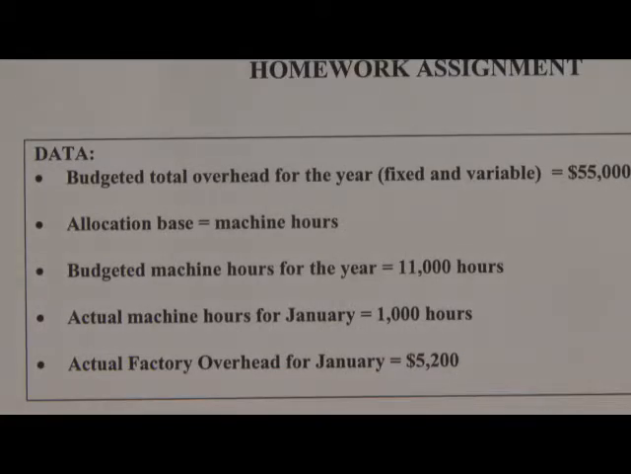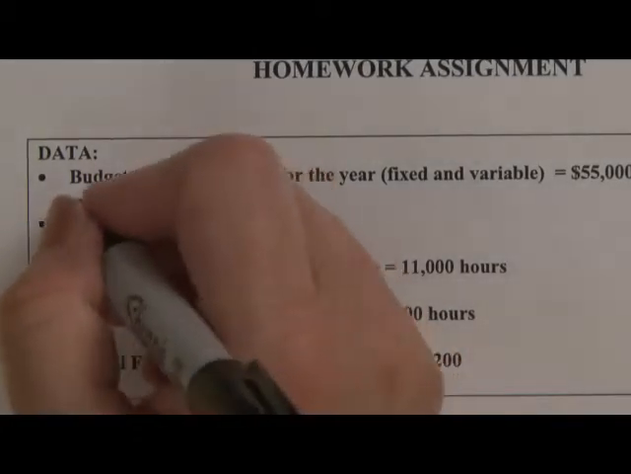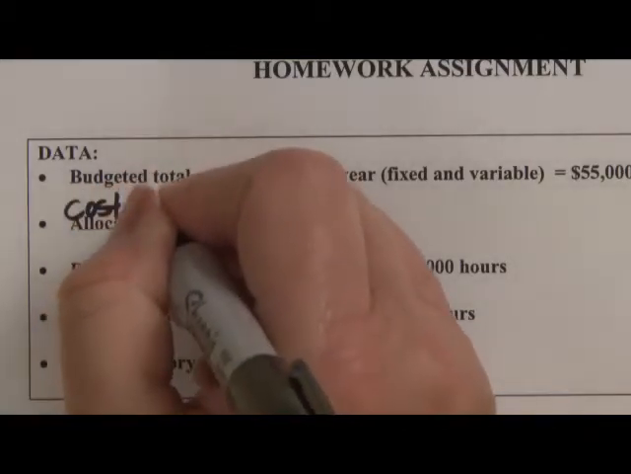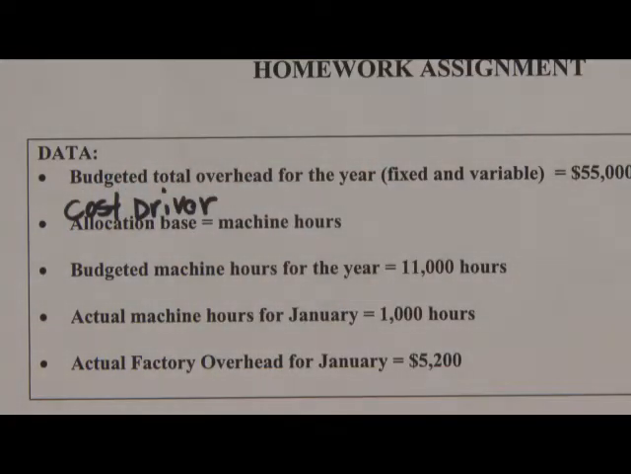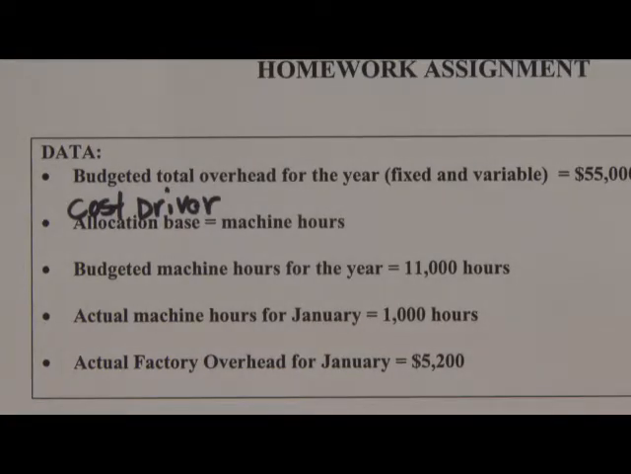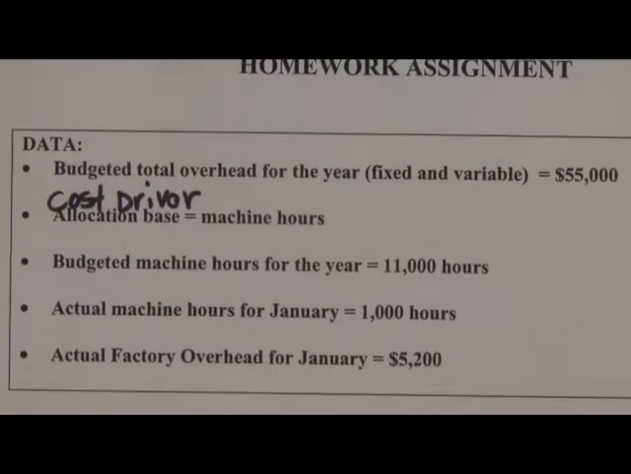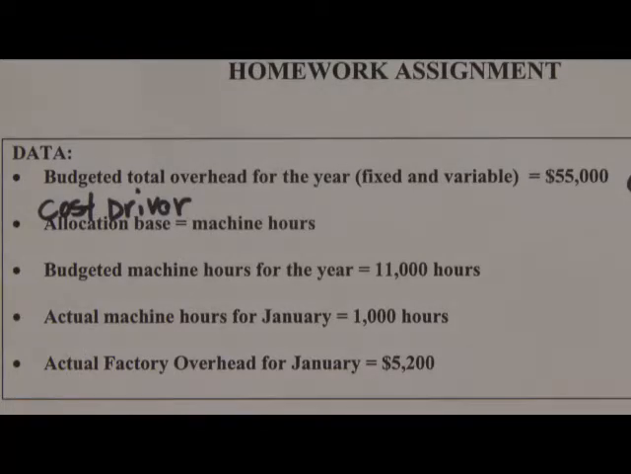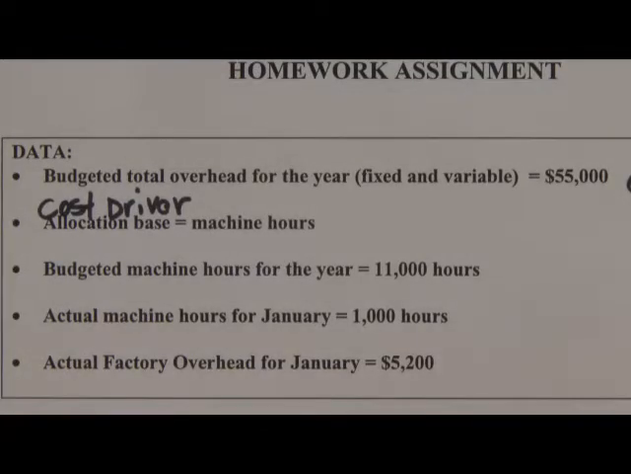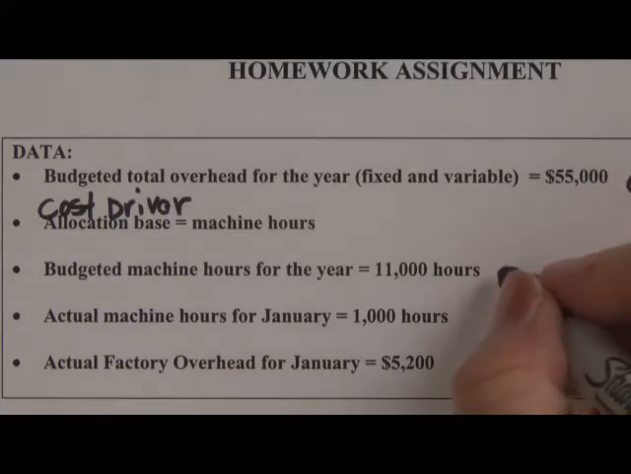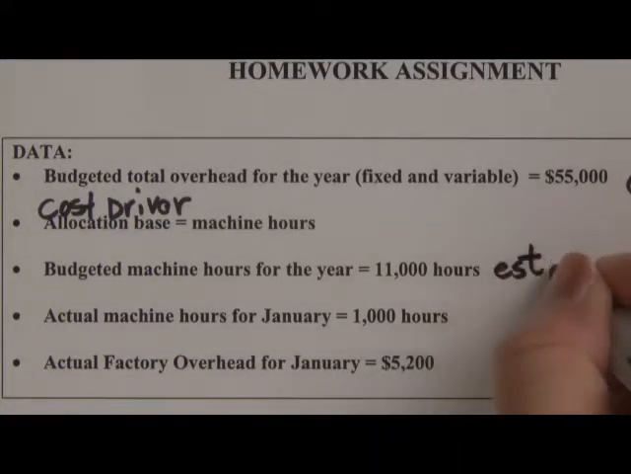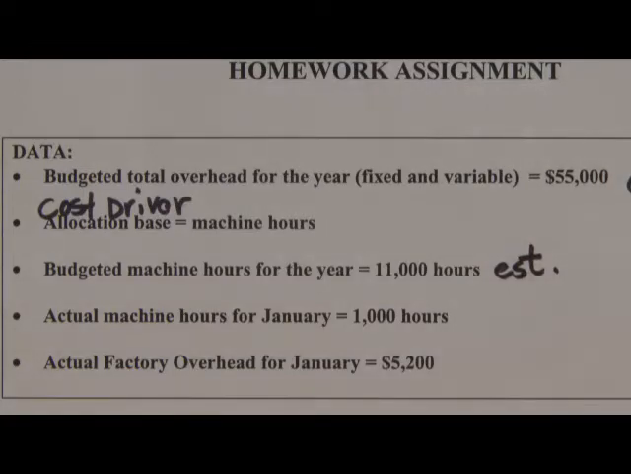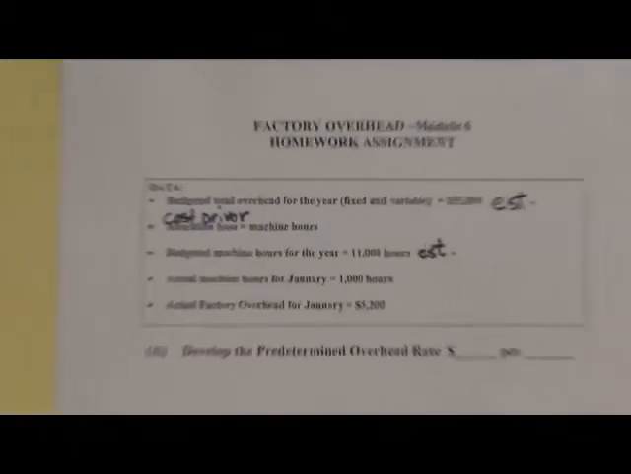Secondly, it decided that the most appropriate cost driver, which is another name for allocation base, would be machine hours. So this tells me that the operation here is machine intensive rather than labor intensive. The estimate had to be made for how many hours the machines would be running next year. So this is our second estimate. This would be 11,000 hours. So let's take that information and begin to work through this example.